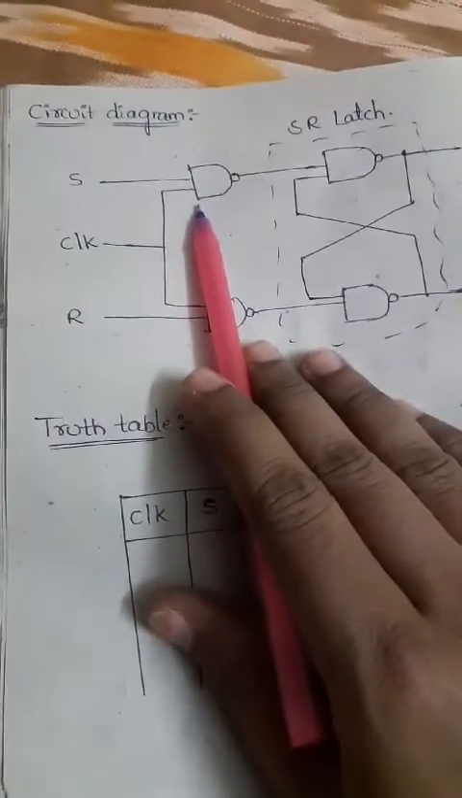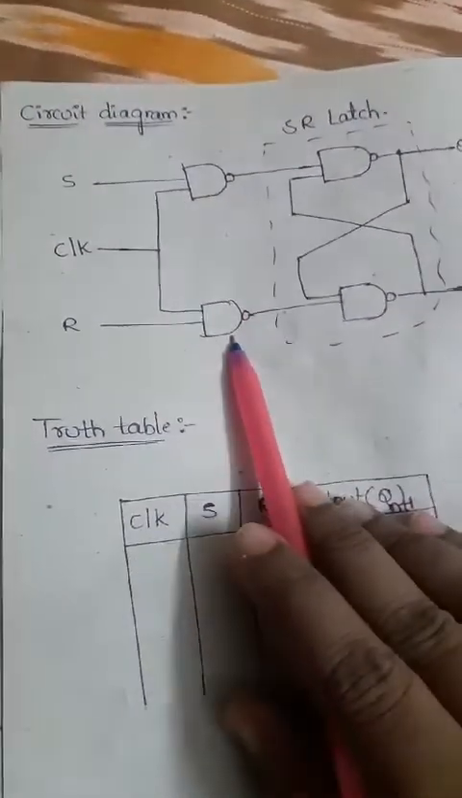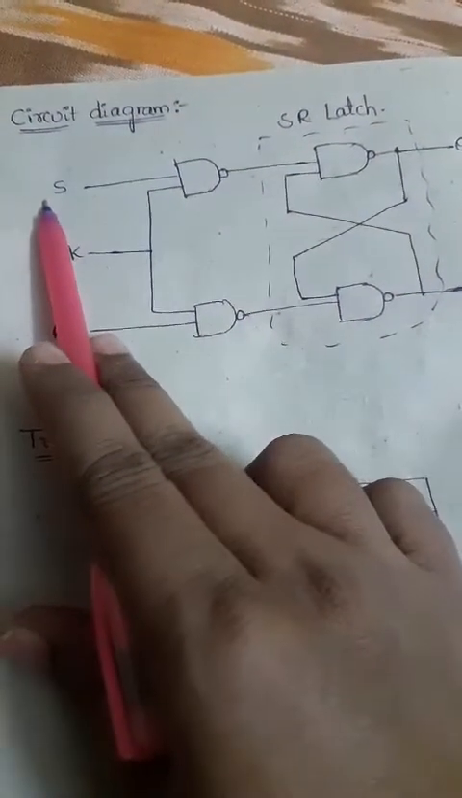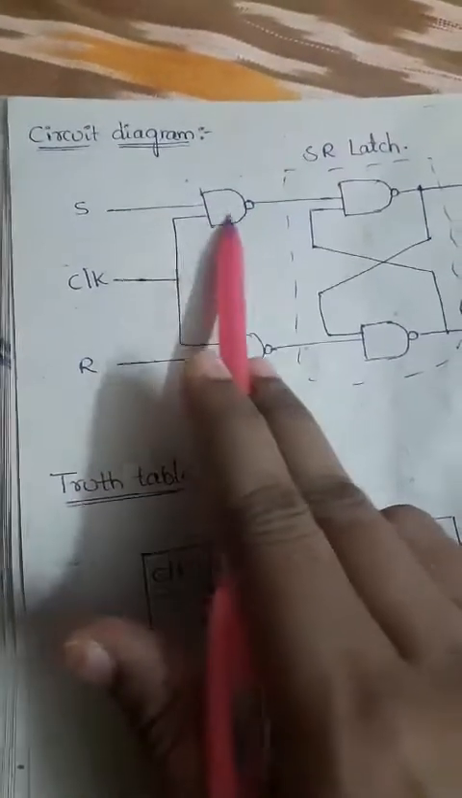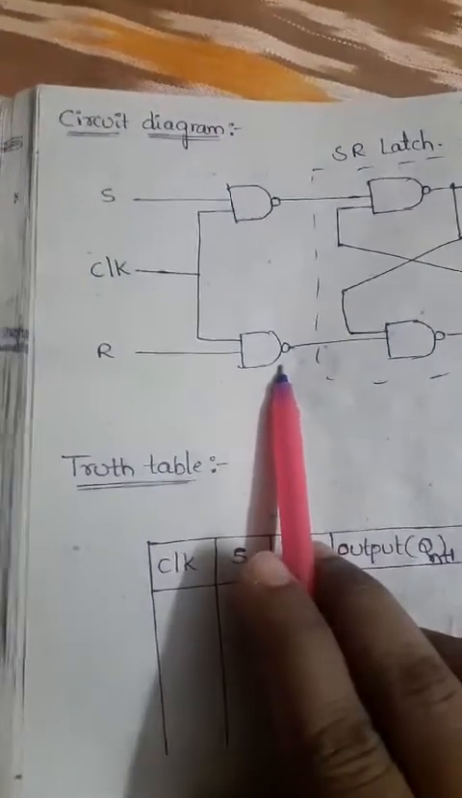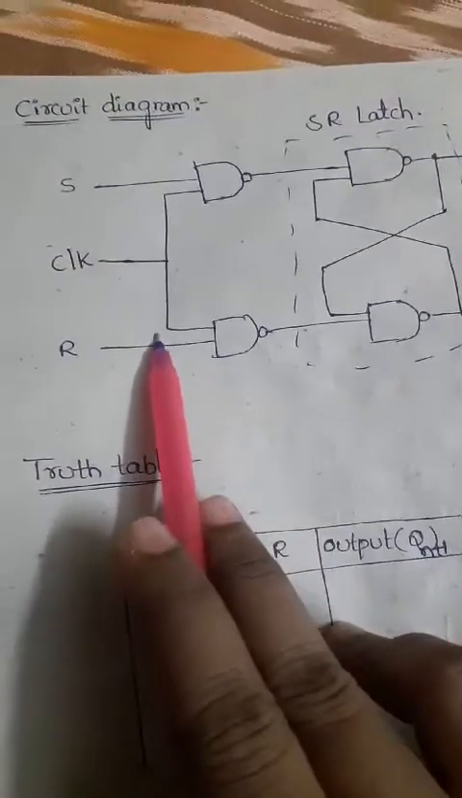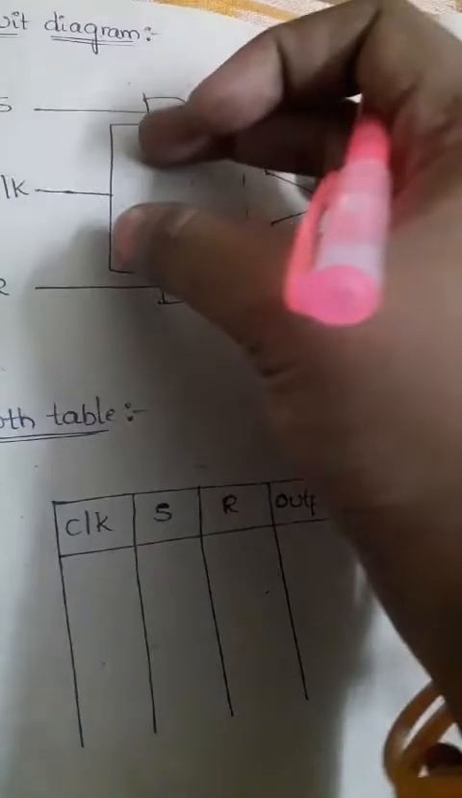So see here, this SR flip-flop consists of the first 2 NAND gates. In that, the first NAND gate has one input connected to the S input and the other input connected to the clock signal. In the same way, the second NAND gate has one input as R and the other input connected to the clock signal. That means the other input of the first 2 NAND gates is connected to the clock signal.